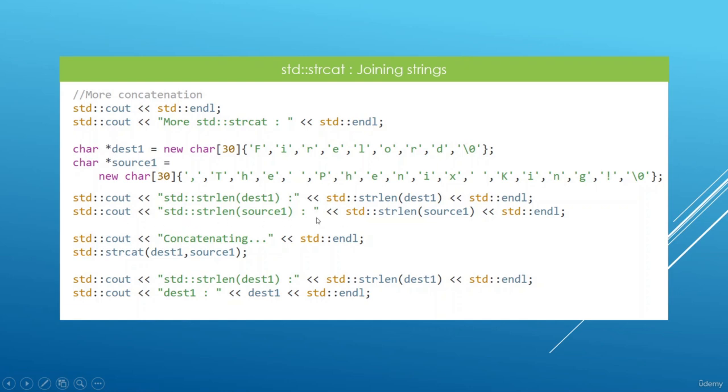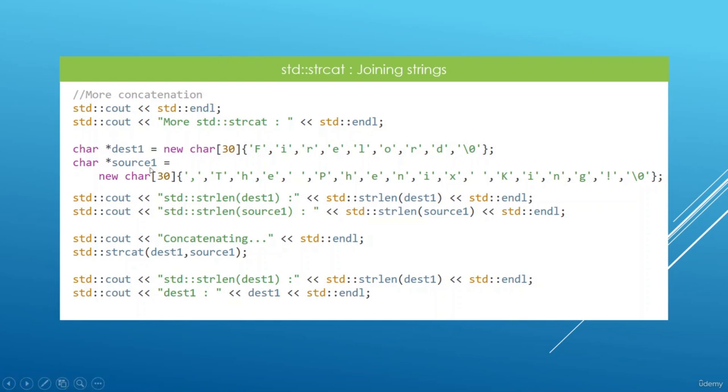And we're going to try and concatenate things here. But before we do that, we're going to check their length. We're going to print them out, and we are going to concatenate. The syntax is the same. You are going to say strcat. You're going to specify your destination and your source you're going to be copying stuff from, and you are going to store the result in destination here.